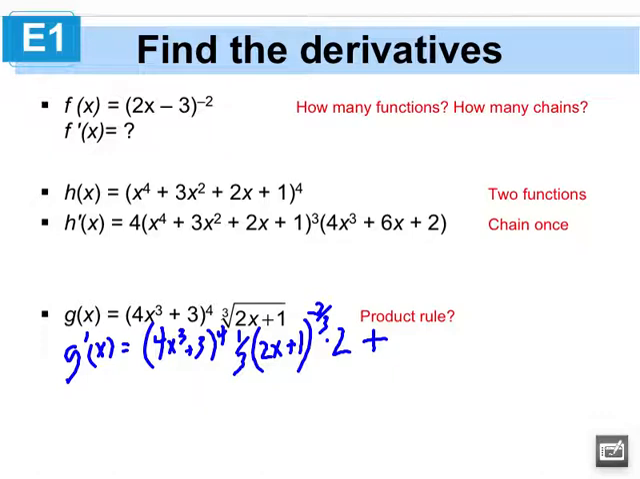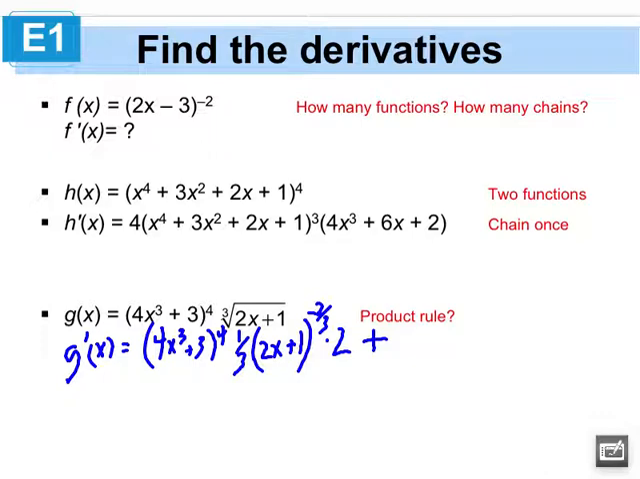Would there be something in front of the first parentheses? No. Why not? Because I haven't taken the derivative yet. So this is the first times the derivative of the second.